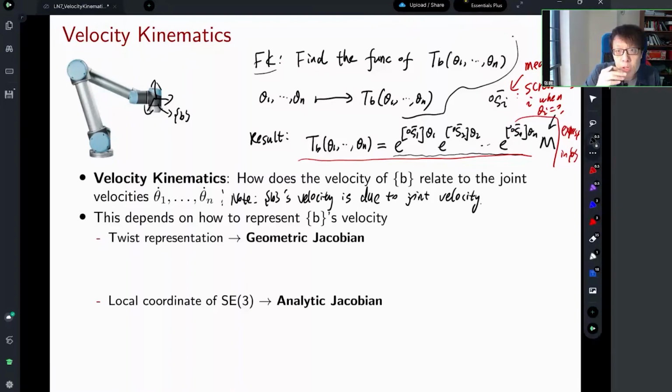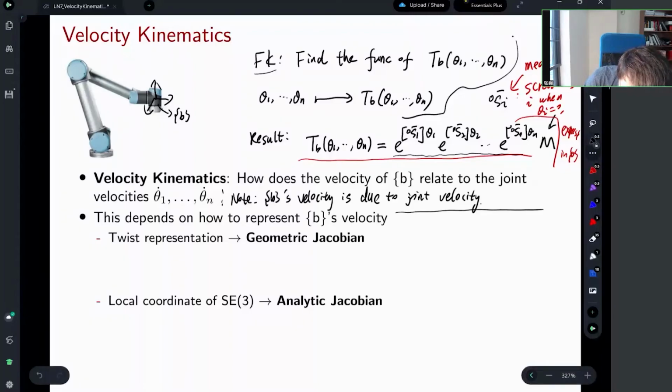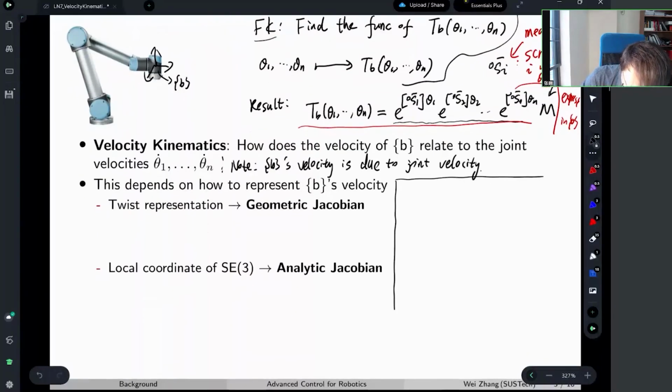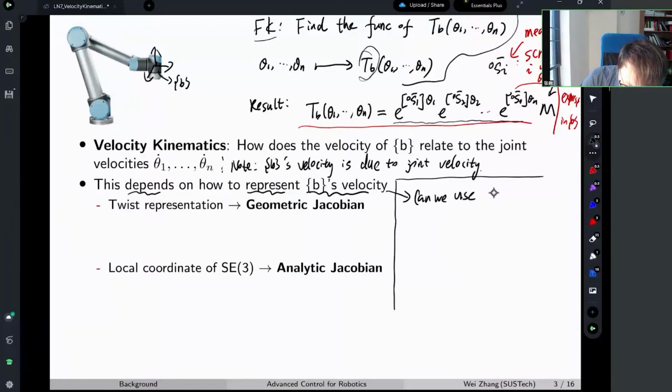So this relation really depends on how we represent the velocity of the frame B. Let me ask a question. We want to understand the relation between joint velocity and the end-effector frame velocity, and this relation depends on how we represent the frame B's velocity. Typically this is the position. Can we use the derivative of the pose, T_B dot, to represent the velocity of B?